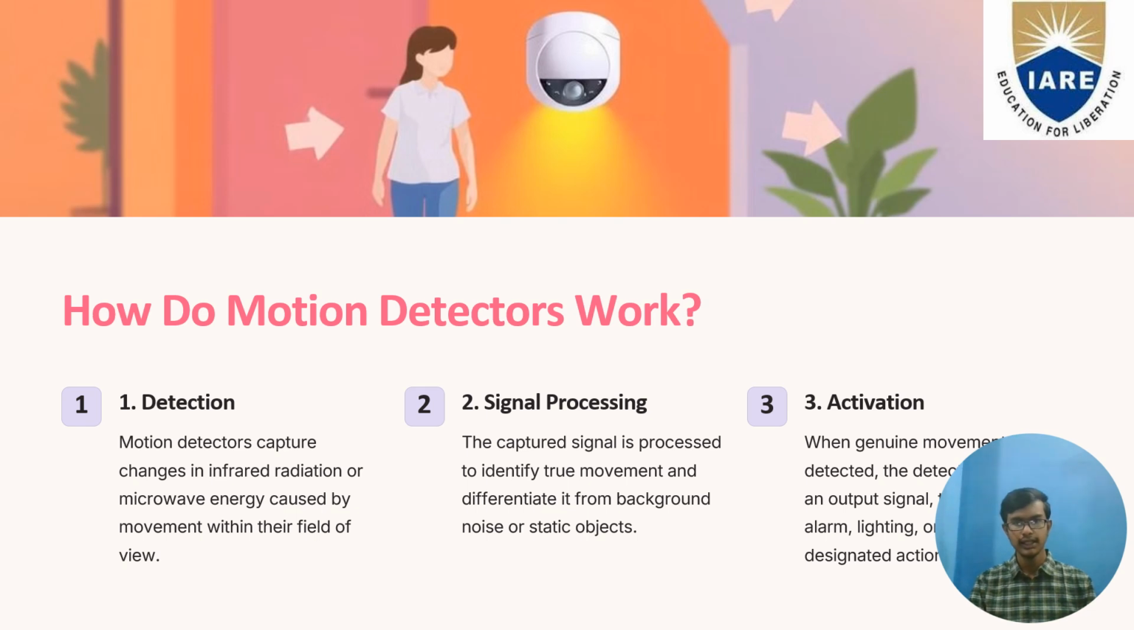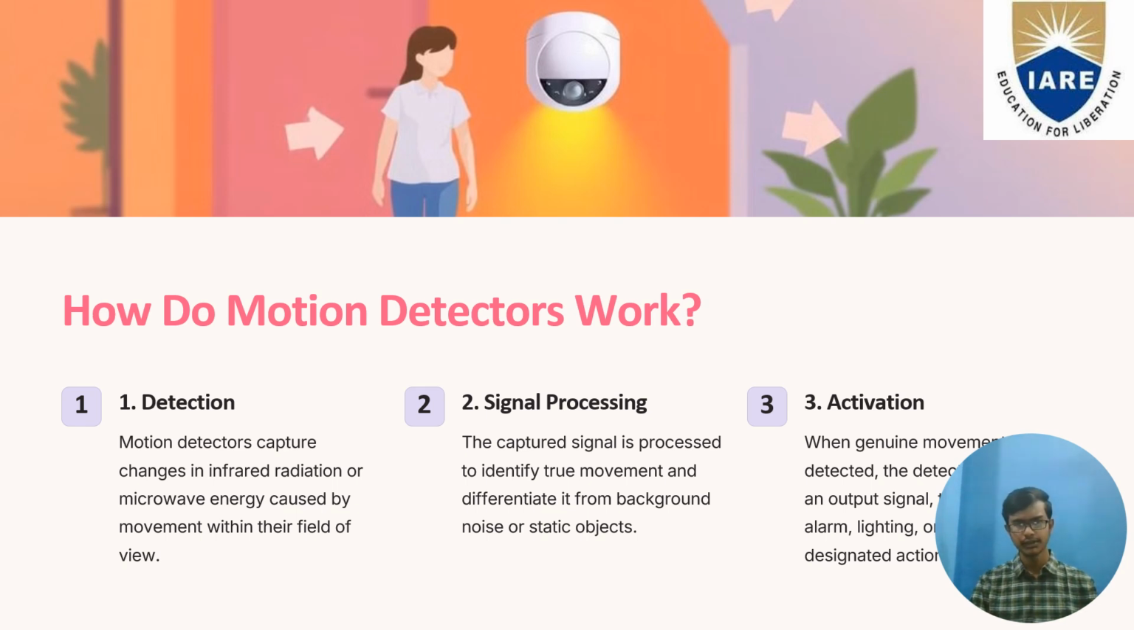Now, coming to the next slide, let's discuss how these motion detectors generally work. The first step is detection. Most detectors have the ability to capture any change around them in infrared radiation or microwave energy, which is caused by any movement within their field of view.